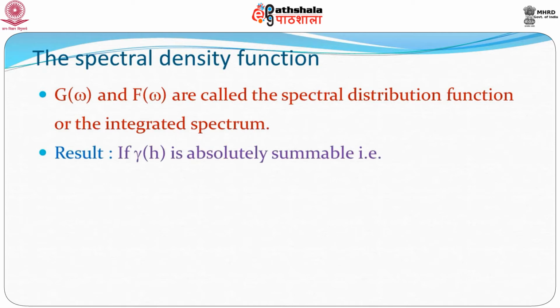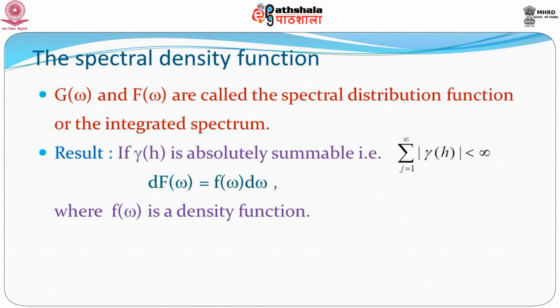Let us state a result here. If gamma(h) is absolutely summable, by absolute summability it means that the summation of |gamma(h)| is finite, that is, it is absolutely convergent. In that case, dF(omega) can be written as small f(omega) d omega, where small f(omega) is a density function. In that case again, gamma(h) can be written as the integral from minus pi to pi of e to the power of i omega h f(omega) d omega.